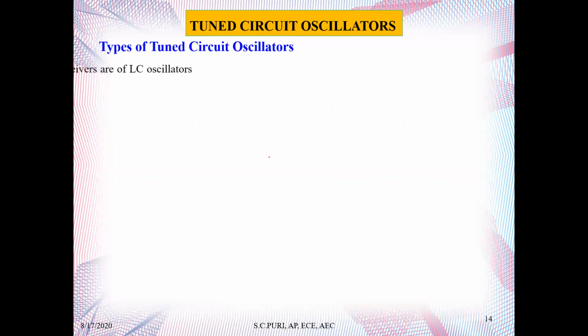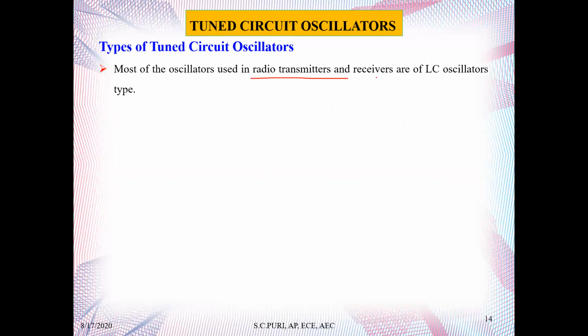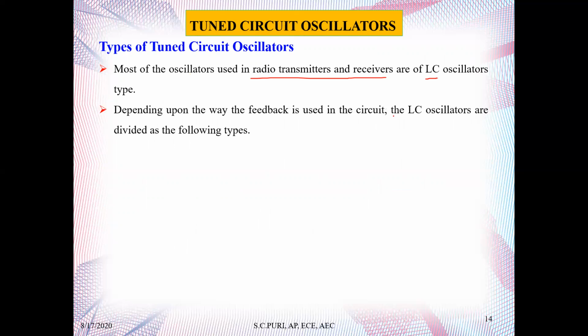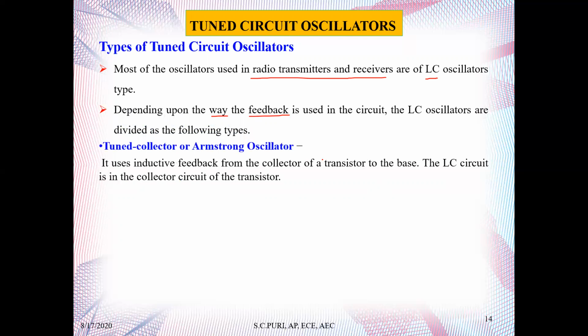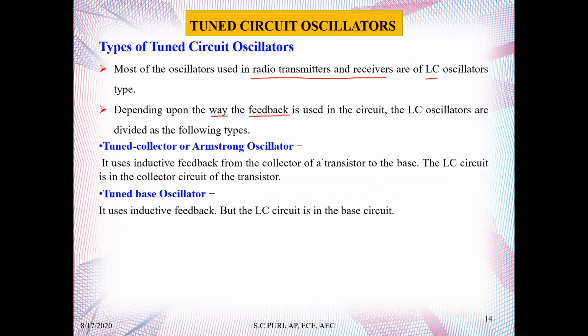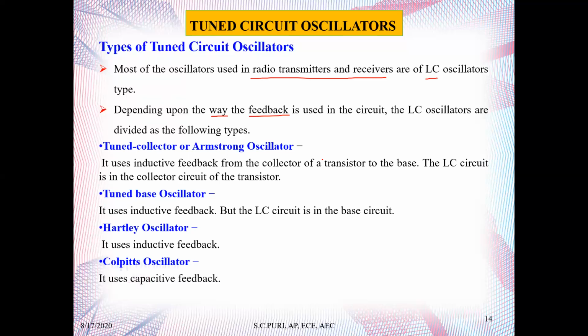Now, types of tuned circuit oscillators. Most of the oscillators used in radio transmitters and receivers are of the LC oscillator type. Depending on the way feedback is used in the circuit, the LC oscillators are divided into the following types. Tuned collector or Armstrong oscillator: it uses inductive feedback from the collector of a transistor to the base. The LC circuit is in the collector circuit of the transistor. Tuned base oscillator: it uses inductive feedback, but the LC circuit is in the base circuit. Hartley oscillator: it uses inductive feedback. Colpitts oscillator: it uses capacitive feedback. And finally, Clapp oscillator: it uses capacitive feedback too.